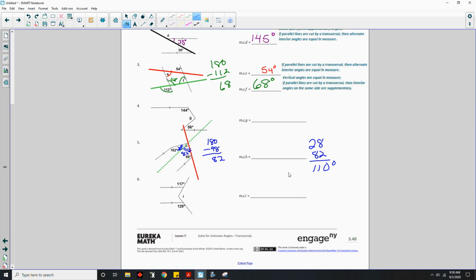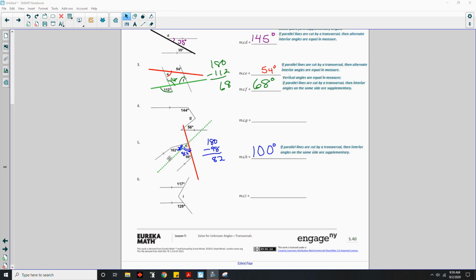Did I do that right? No, I made a mistake right here. 162 to 180 is not 28 degrees, it's only 18. Oh, the humanity. All right, so that's 100 degrees. The measure of angle H, and I drew 110 again. 100 degrees. Okay, now that's better.